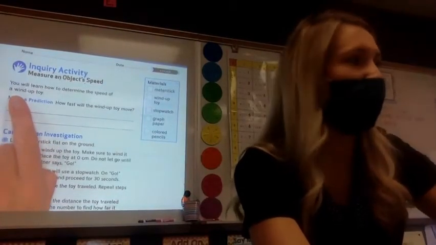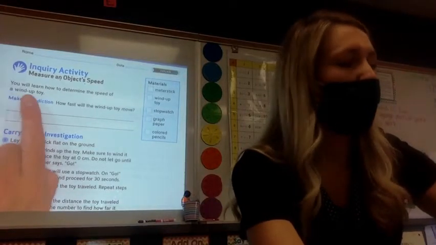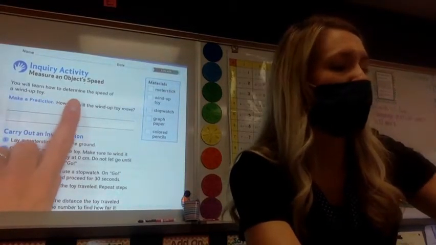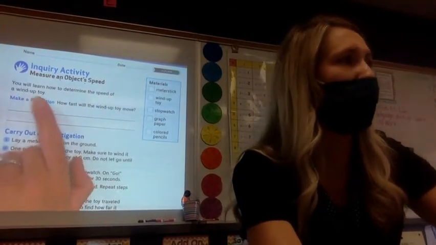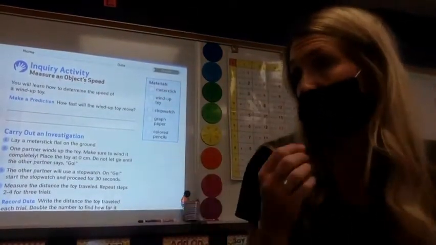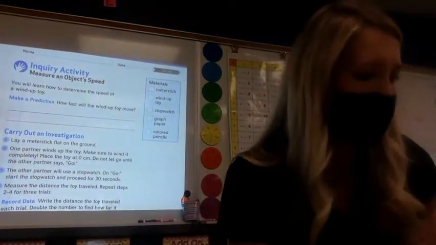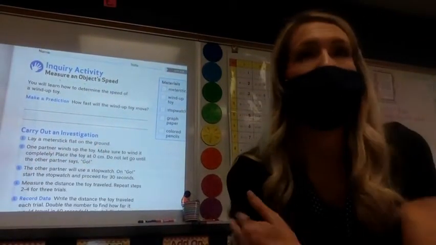So today, everybody point to this first line here and let's read it together. Other page, page 11. I have some people looking at page 10. Let's read it. You will learn how to determine the speed of a wind-up toy. So today's going to be all about how fast or slow an object moves. So I want you just to make a prediction. How fast will the wind-up toy move?